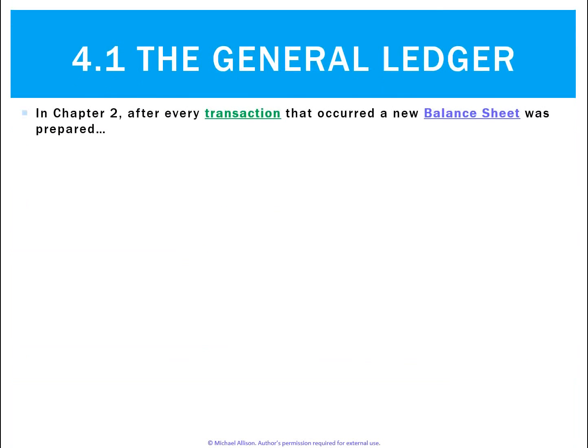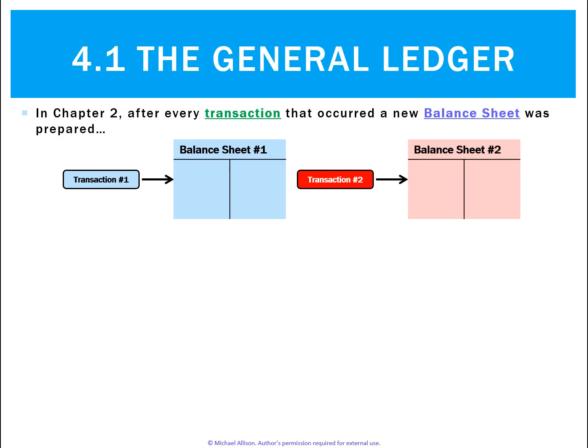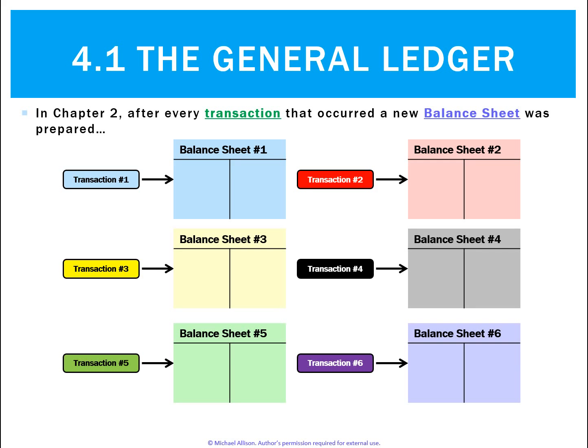So looking at the general ledger, at some point in chapter 2, what we were doing was having a transaction and making a balance sheet, then getting a new transaction and making a new balance sheet, and getting another transaction and making a third balance sheet, and so on. And we realized that was a really inefficient way of doing things.